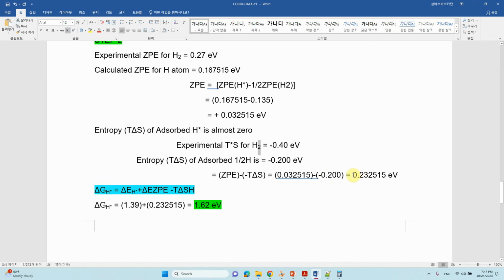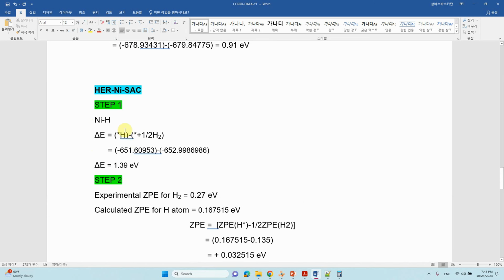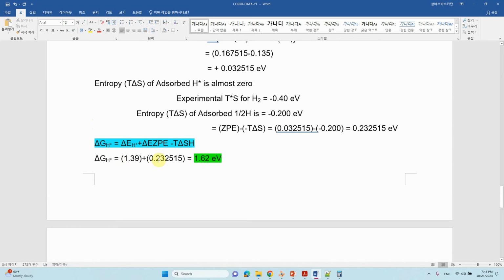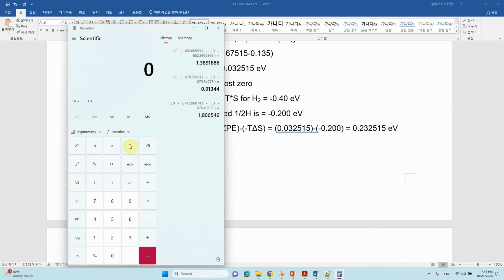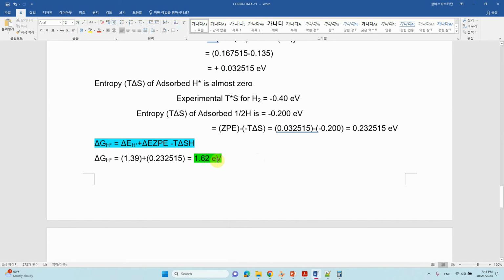Likewise, you will get this value. This is a very important value, corresponding to this value. We need this value in order to get delta G H. So finally you need to substitute this value into here, and the delta E value that you got here. Then you can use your calculator to get the energy. Just by substituting, you will get 1.62. See, this is a very weak absorption.